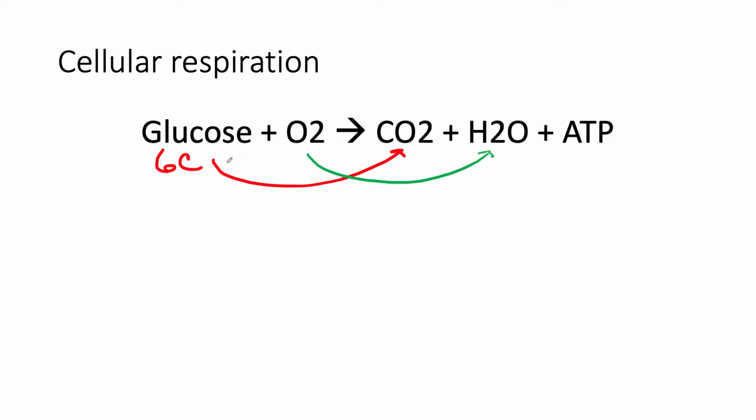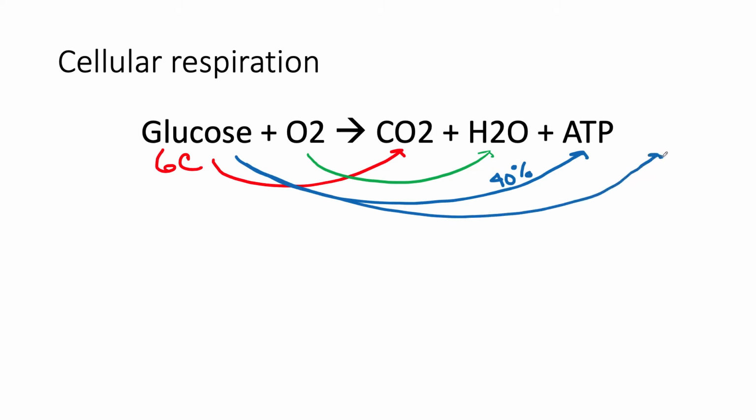And the energy stored in glucose partly becomes ATP, so 40% of the energy stored in glucose becomes ATP, but don't forget, it is very inefficient. And so about 60% of the energy stored in glucose is lost to the environment, to the body, as heat.